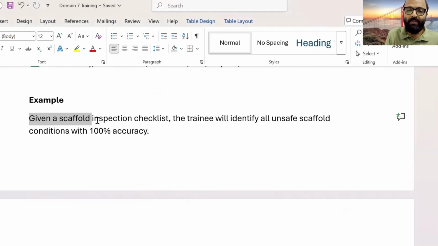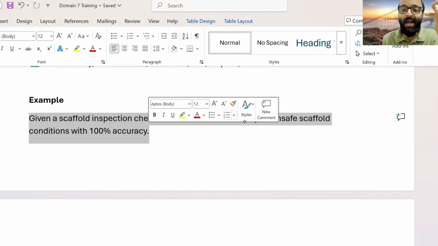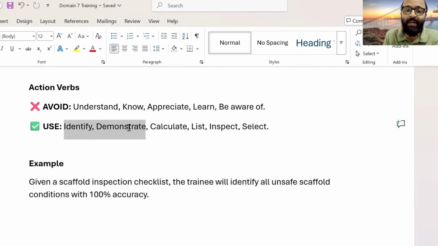Given a scaffold inspection checklist, the trainee will identify all unsafe scaffold conditions with 100% accuracy. See, 100% accuracy. It is measurable. Trainee will be able to identify. Identify means what? Identify is actually an action verb. Identify, demonstrate, calculate, list, inspect, select. These are action words.